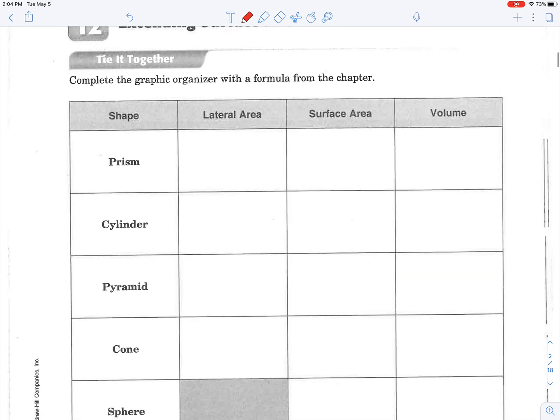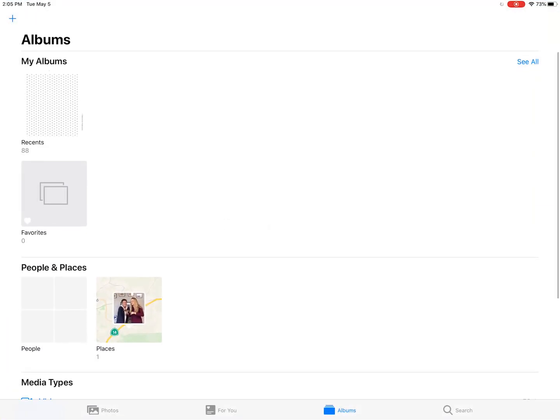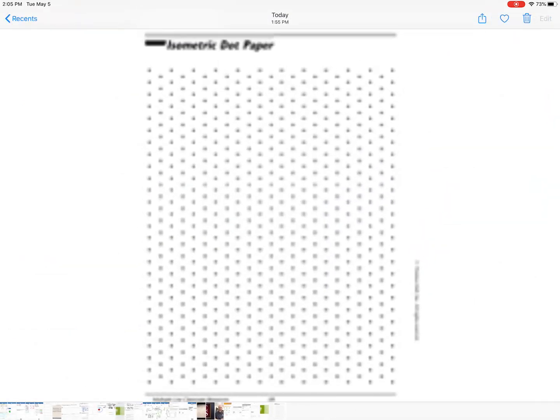So we don't have any formulas to fill in, but I do want to show you what isometric dot paper looks like. So I've downloaded an isometric dot paper here that looks like this.